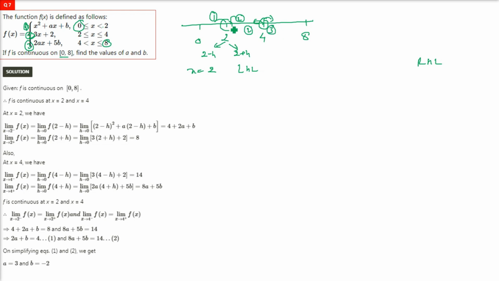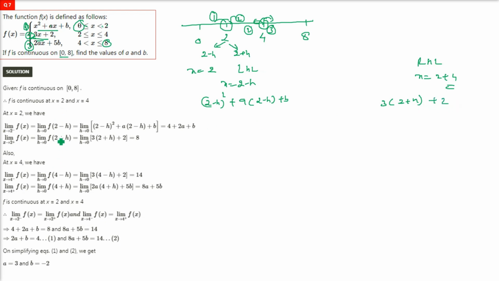So these are the functions you have to use. For 0 to 2 the function is the first one, for 2 to 4 the function is 3x plus 2, and for 4 to 8 the function will be 2ax plus 5b. I hope you got the idea. Now coming to the left hand limit, we are going to use x square plus ax plus b, but we have to put x equals 2 minus h. So we replace x by 2 minus h on the left hand side: (2 minus h) whole square plus a into (2 minus h) plus b. Now placing 2 plus h in 3x plus 2: 3 into (2 plus h) plus 2.